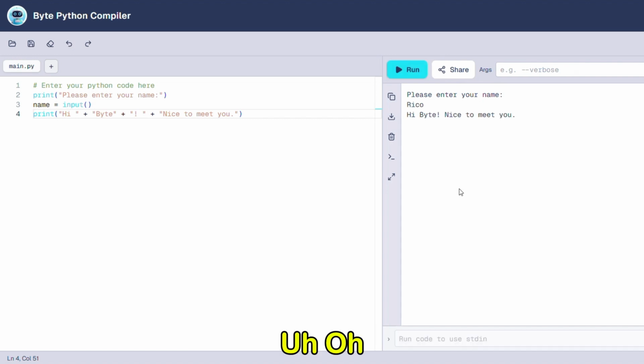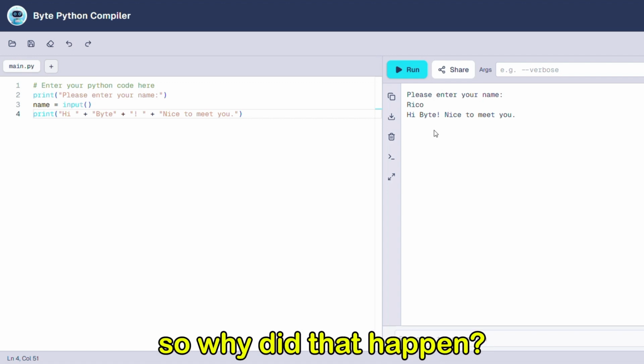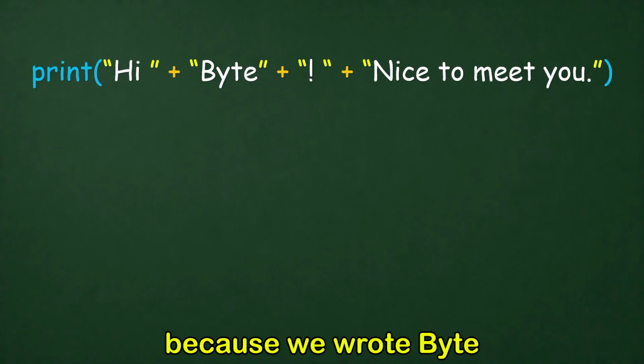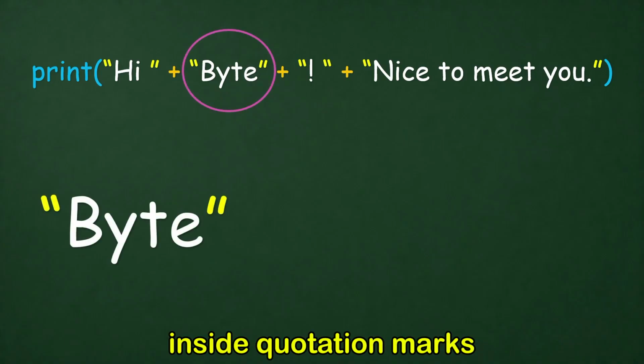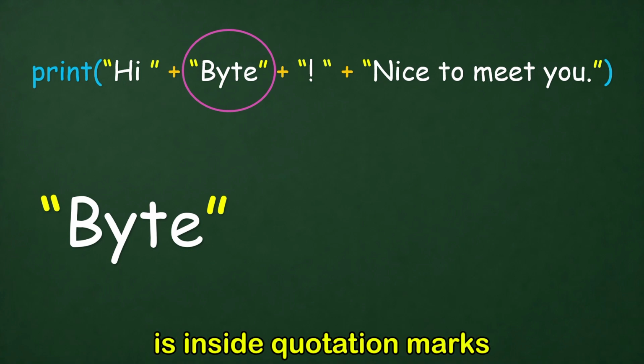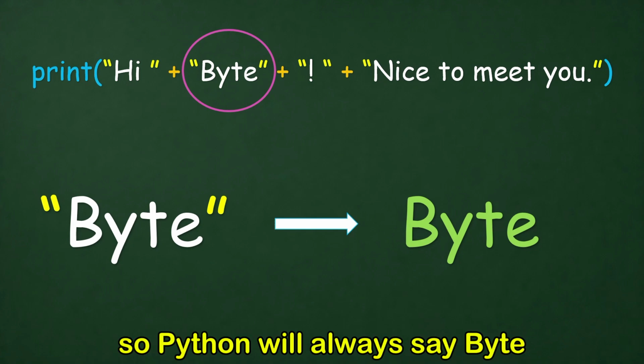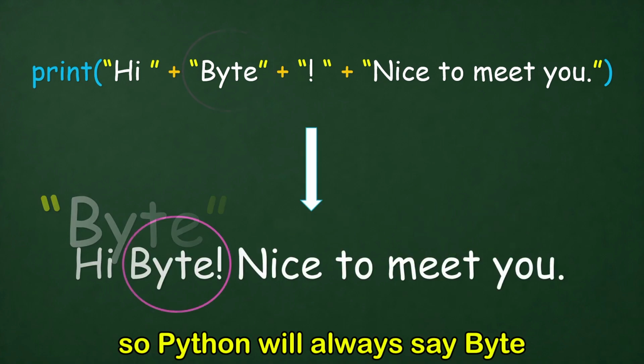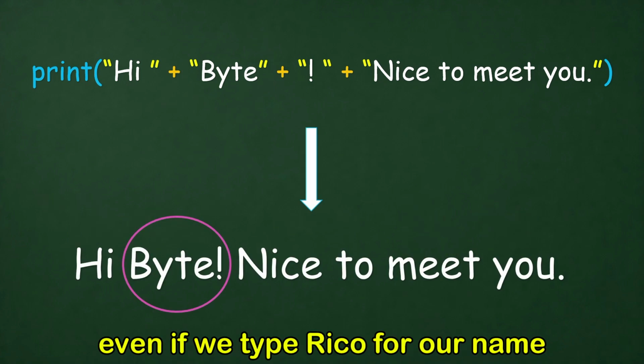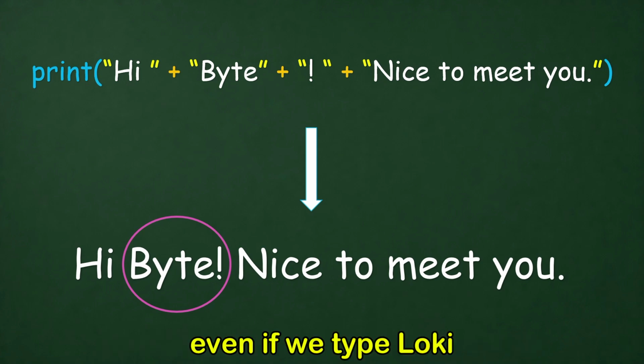And, Python still says, "Hi Byte, nice to meet you." That's not right. So why did that happen? Because we wrote Byte inside quotation marks. And whenever text is inside quotation marks, Python prints it exactly as it is written. So Python will always say Byte, even if we type Rico for our name, even if we type Loki, even if we type Alex.